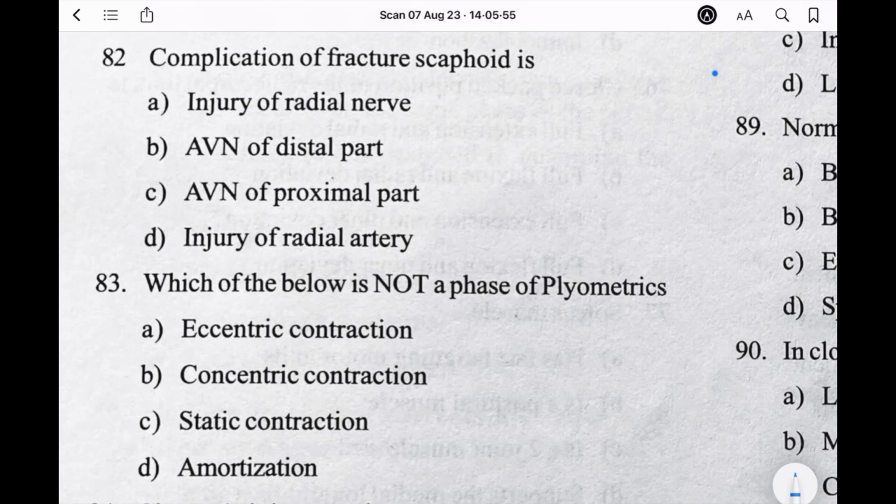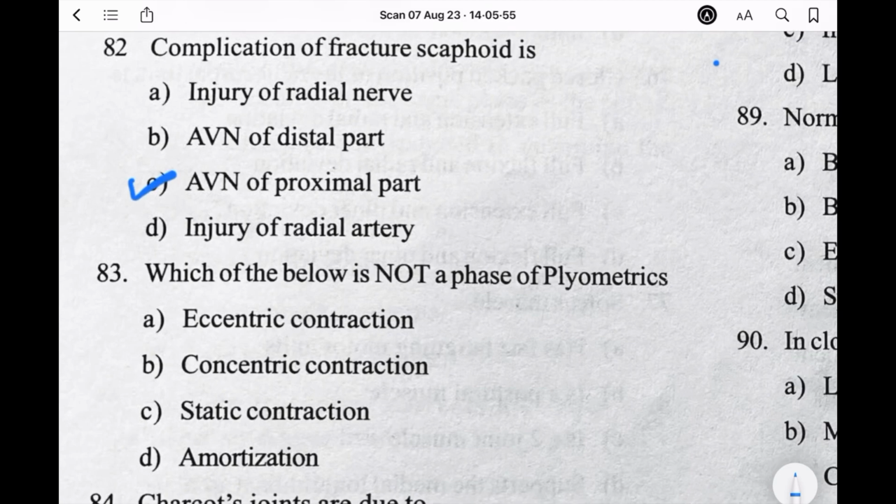Okay. Question number 82. Complication of fracture scaphoid is. Options are injury to radial nerve, AVN of distal part, AVN of proximal part, injury of radial artery. So correct answer is AVN of proximal part.